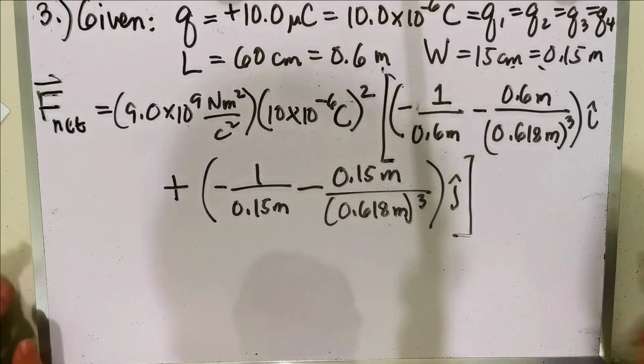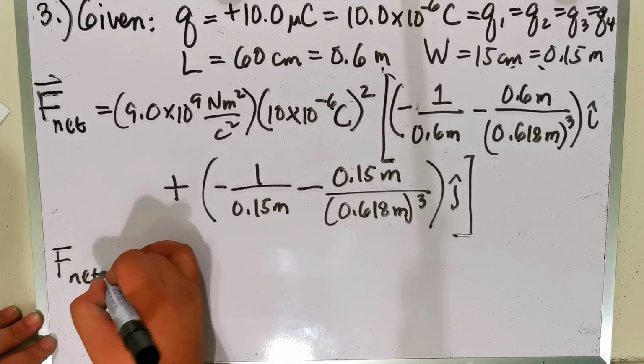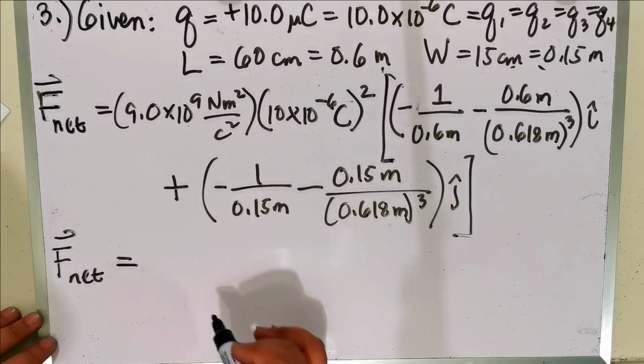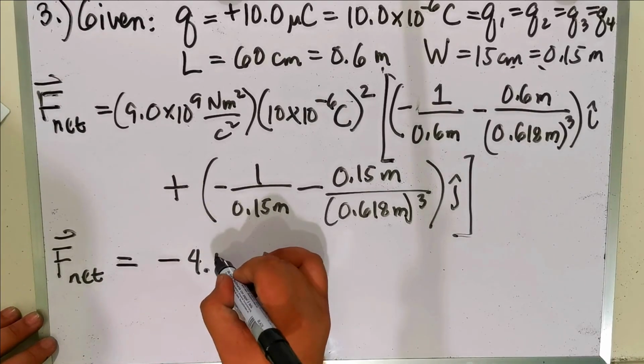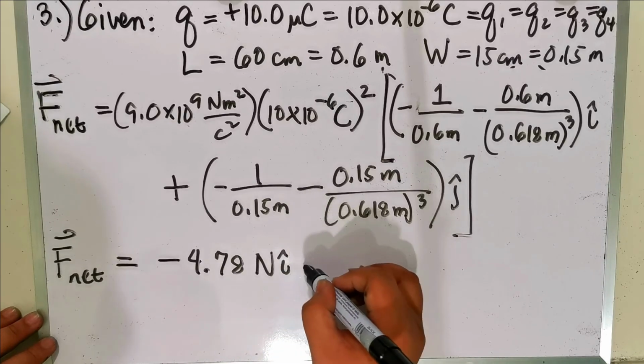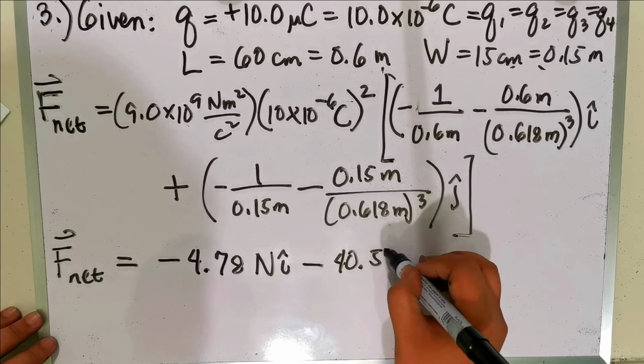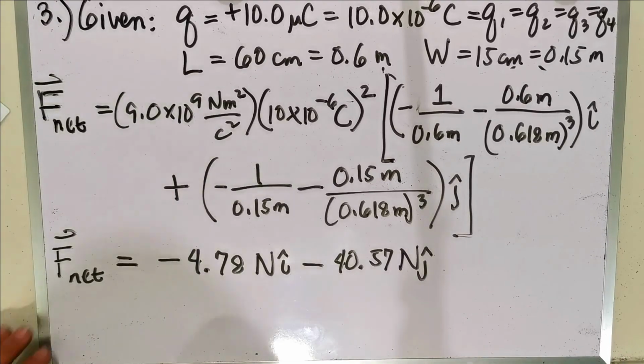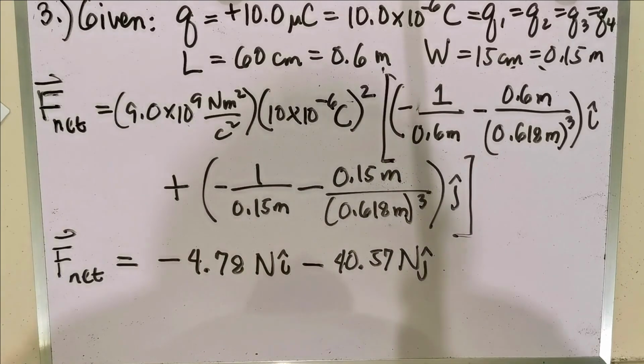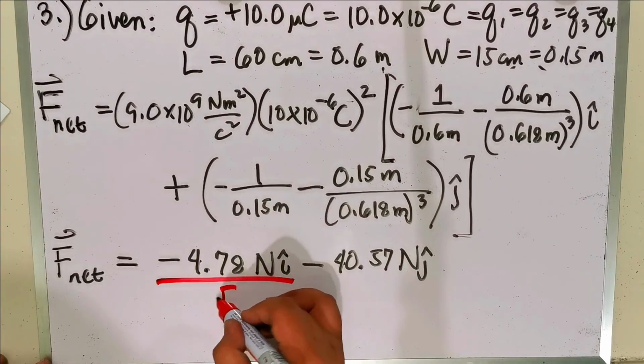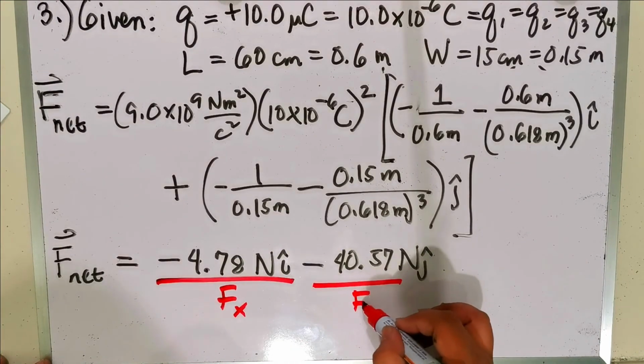So the net force is now given by this equation. F net is equal to negative 4.78 Newton i hat minus 40.57 Newton j hat. But remember, what we still need to find in problem number 3 is the magnitude and direction of the net electric force. So we cannot stop at this equation. Since force is also a vector quantity, this term is our Fx, and this term here is our Fy.